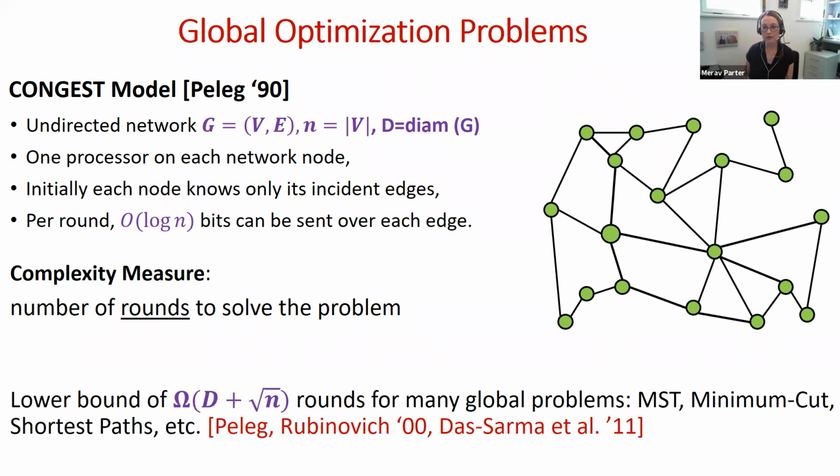By now we know, by a sequence of two very important works in this area, Peleg and Rubinovich, and Das Sarma et al., that many of the global optimization problems that we care about, like minimum spanning tree, approximate minimum cut, and approximate shortest path, all admit a lower bound of D, which is the diameter of the graph, plus square root of n, where n is the number of nodes. We also have matching upper bounds for many of these problems.